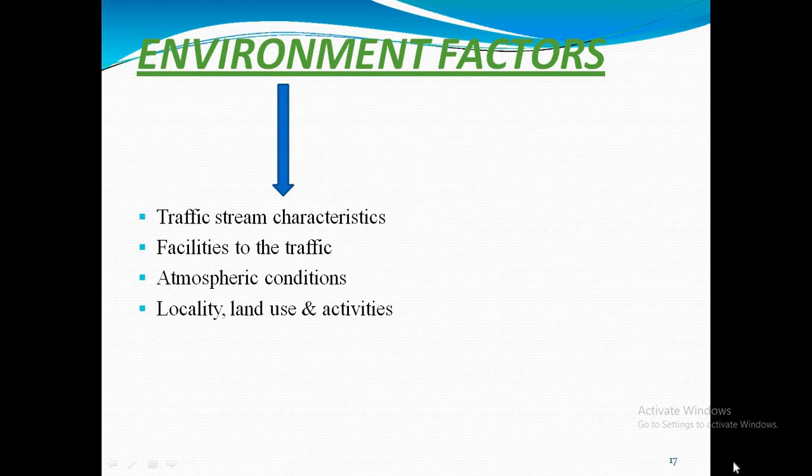And environmental factors are here. Traffic stream characteristics, facilities to the traffic, atmospheric condition, locality, land use and activity. The various environmental conditions affecting the behavior of road users are the traffic stream characteristics, facilities to the traffic, and atmospheric condition, which we know very well. The traffic stream may consist of mixed traffic or heavy traffic, whereas the facilities to overtake a faster vehicle may be limited. So mixed traffic is there. In that condition, we cannot overtake. We need to restrict all these things.